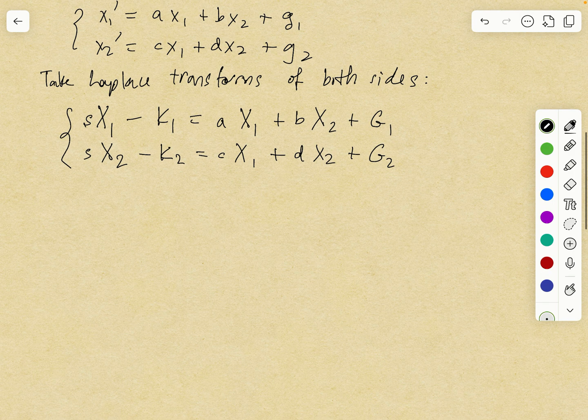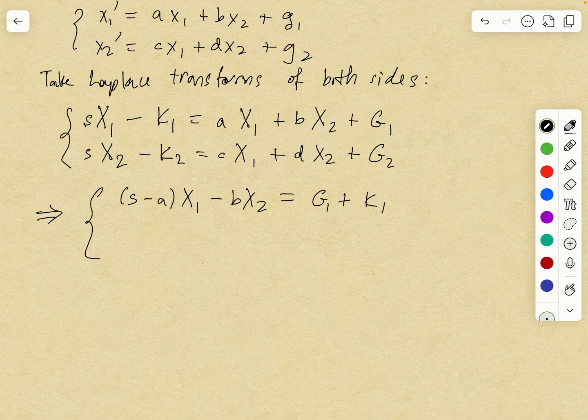So now I have these equations. Now let's do some algebra. Let's get the x1 and x2 on the left side and move the k1 and k2 to the right. If you do that, it's going to imply that I get this system of equations: s minus a times X1 minus b X2 equals G1 plus K1. And negative c X1 plus s minus d X2 equals G2 plus K2.